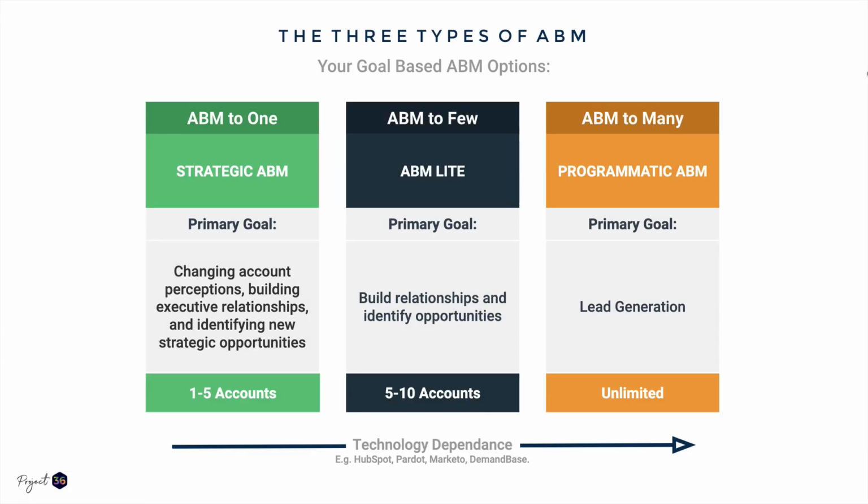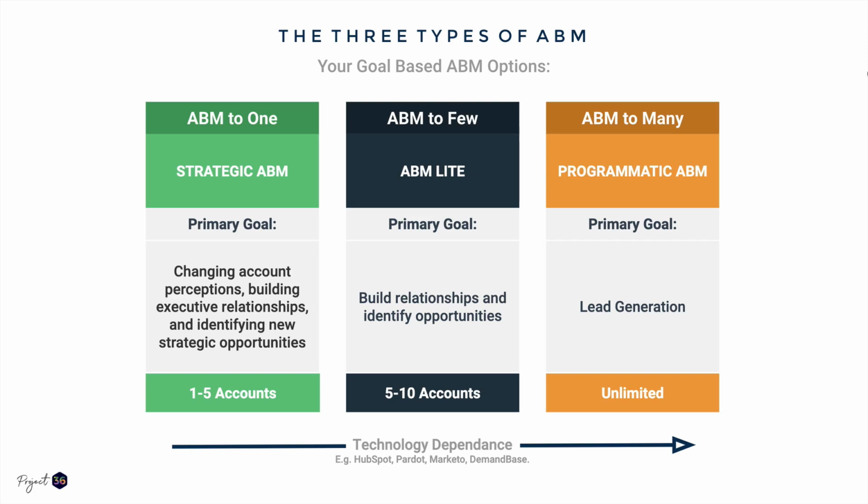So strategic ABM, or ABM to one, the primary goal here is to change your account perception, so change perception of how you're viewed within the industry, you as a supplier, build some executive relationships and start identifying the opportunities. And ideally you want to be looking at between 1 to 5 accounts. That's manageable for a small team. You don't particularly need software to do so. You just need to keep track of that.